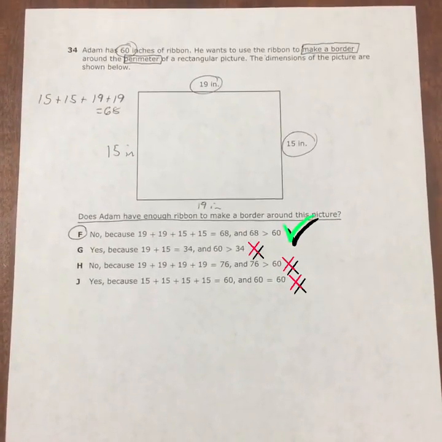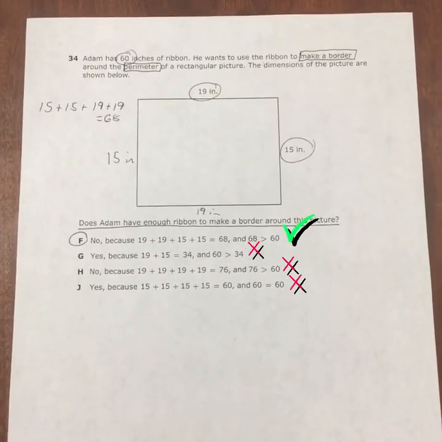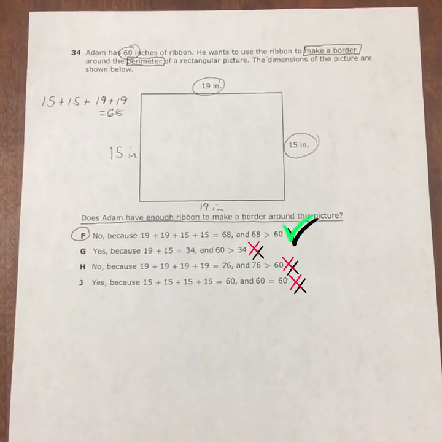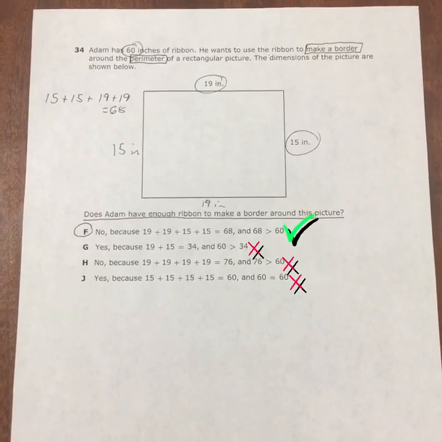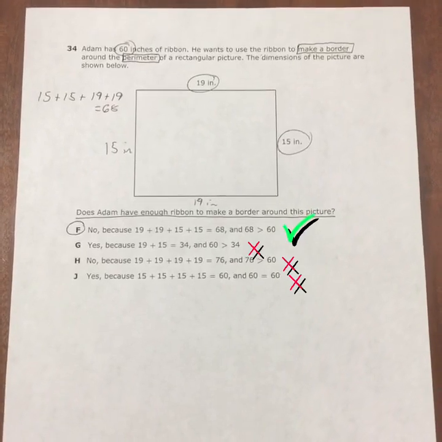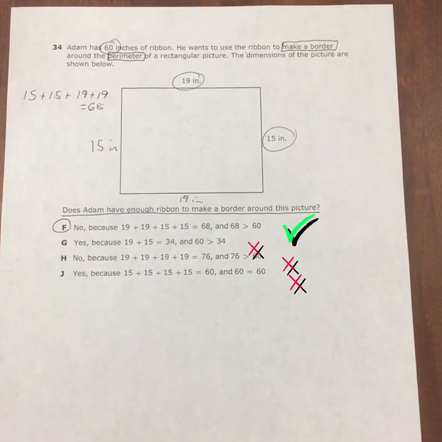To solve this problem, I add all 4 sides together, so it's 15 plus 15 plus 19 plus 19, and that equals 68, and 68 is larger than 60. So my answer is F. No, I don't have enough ribbon because 19 plus 19 plus 15 plus 15 equals 68, and 68 is larger than 60. So there we have it.